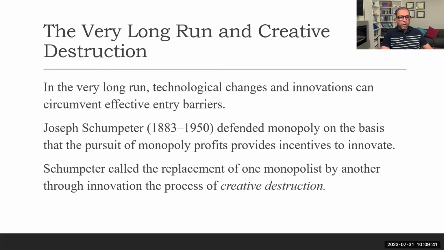Schumpeter called the replacement of one monopolist by another through innovation the process of creative destruction. So he used in his paper a term, creative destruction, that it's creative but it's going to destroy the others.